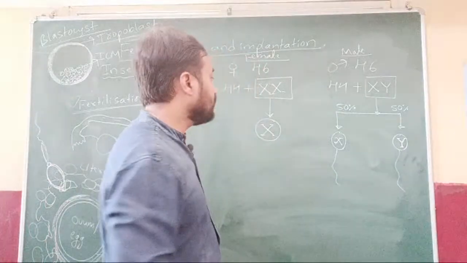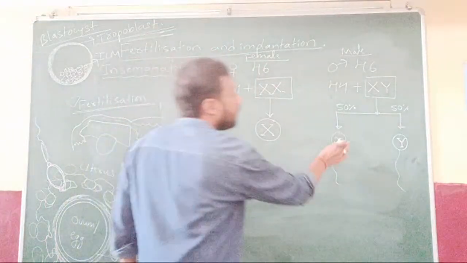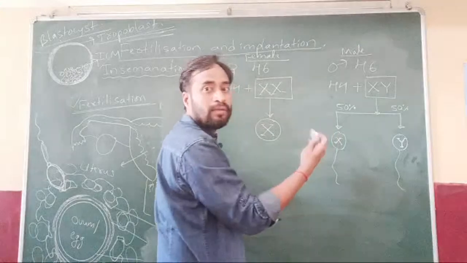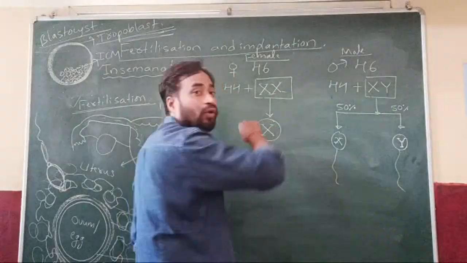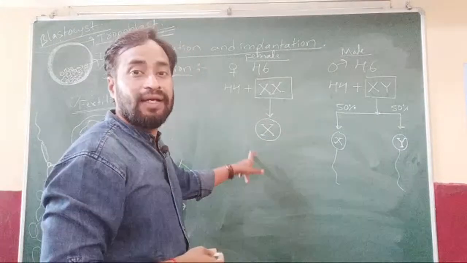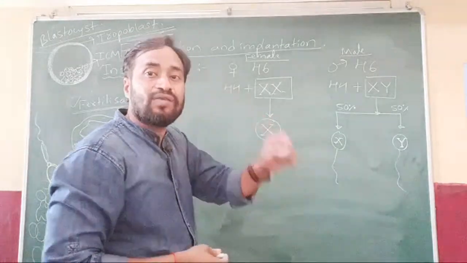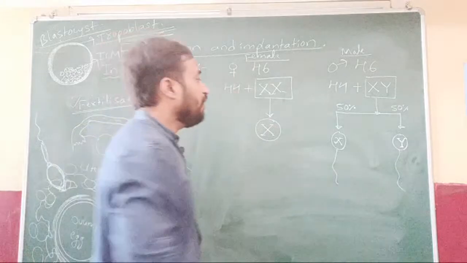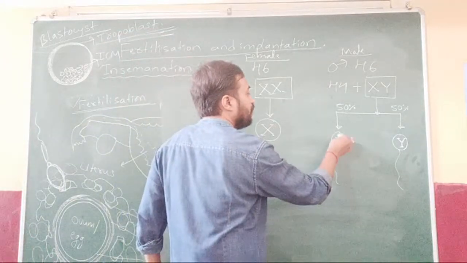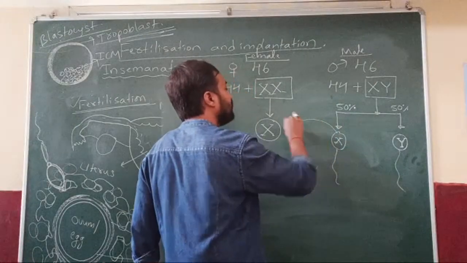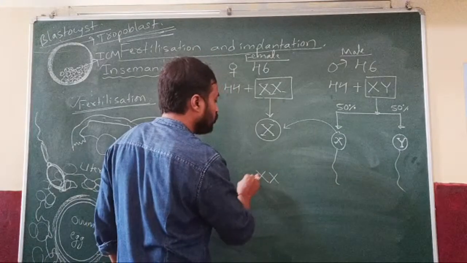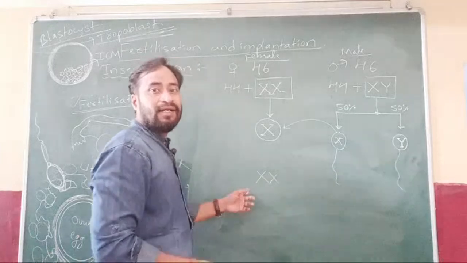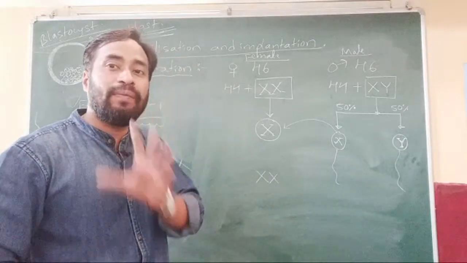Now how is the sex determined? Among these two percentages of sperms, which sperm will go and fuse with the egg will decide the sex of the baby. If a sperm with an X chromosome reaches the ovum, then the sex chromosome will become XX, and the baby will become a female.